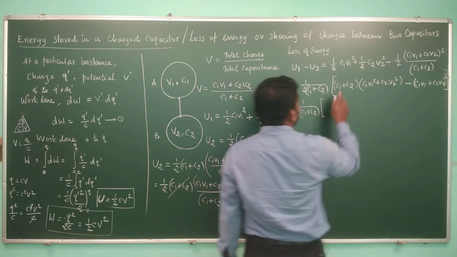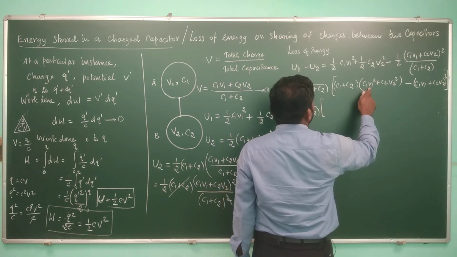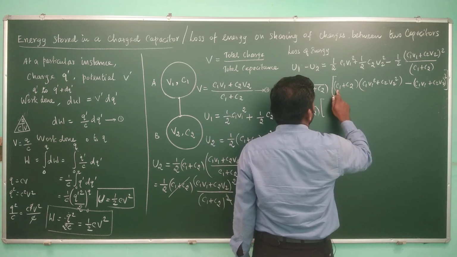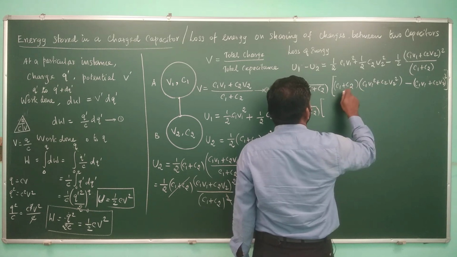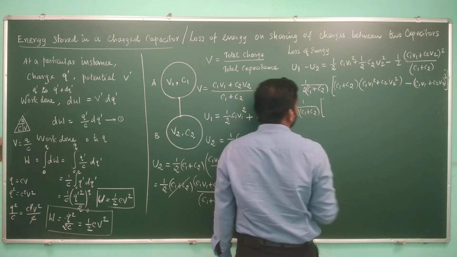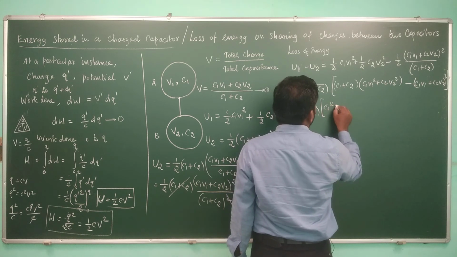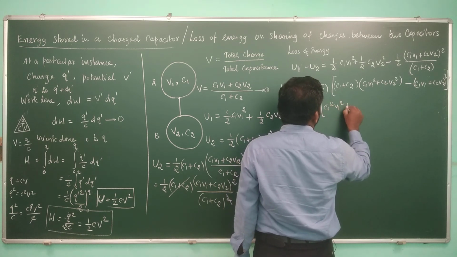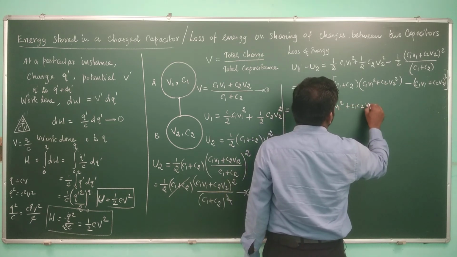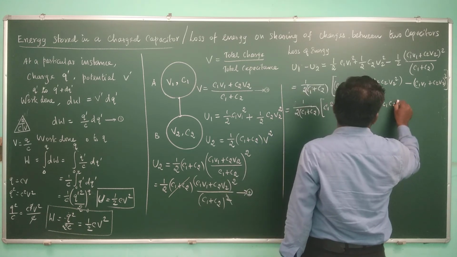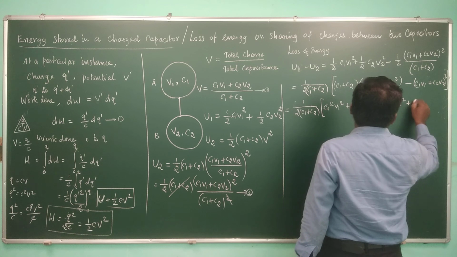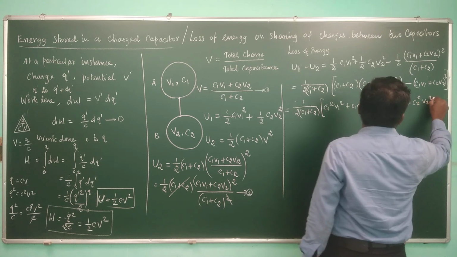This C1 has to be multiplied with this, then this C1 has to be multiplied with this, then C2 has to be multiplied with this, and this C2 is multiplied with this. So we get C1 square V1 square plus C1 C2 V2 square plus C1 C2 V1 square plus C2 square V2 square.